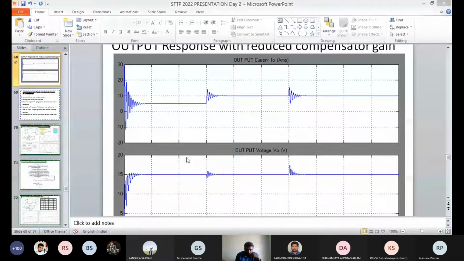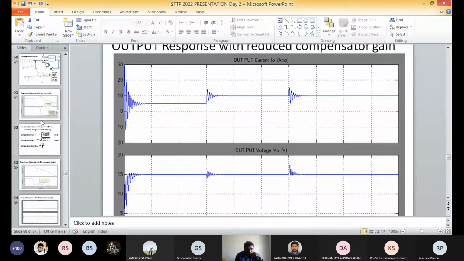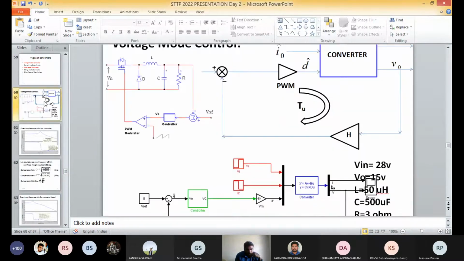Here, whatever the condition may be, we are getting the desired 15 volts as output. So this is one of the methods to design a controller for the DC to DC converter. One technique, I already told you, is the trial and error approach.